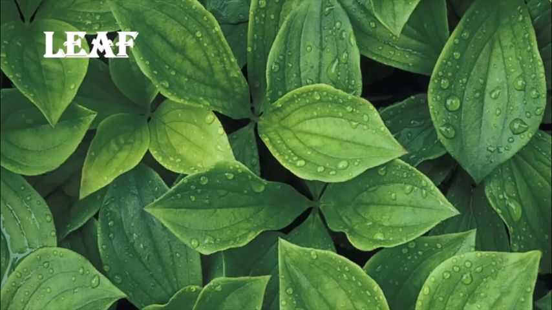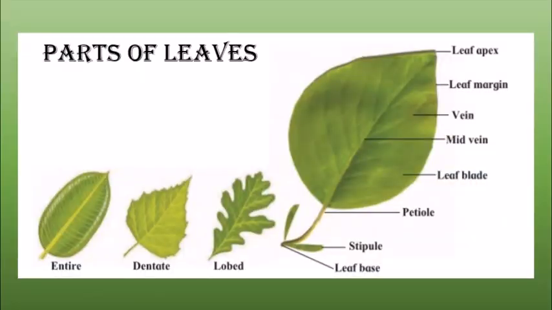So if you observe a plant, the leaf of the plant always grows from the nodes on a stem. There are nodes present on the stem, and from there the leaf grows. Let us now learn the different parts of a leaf.